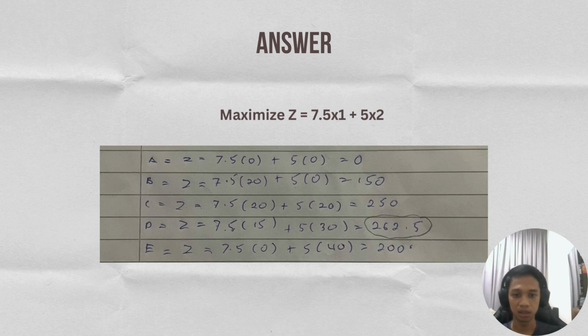Okay, next. So from the five coordinate answers, we need to choose the maximum value. The highest value among the five coordinates is coordinate D, and that is 262.5.